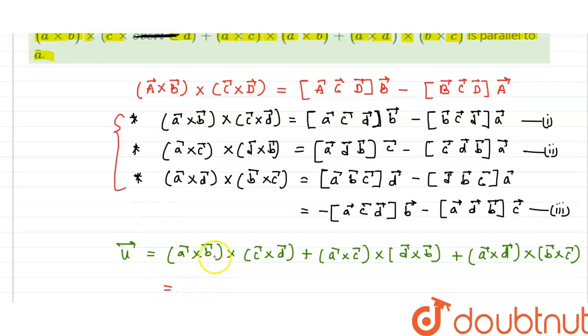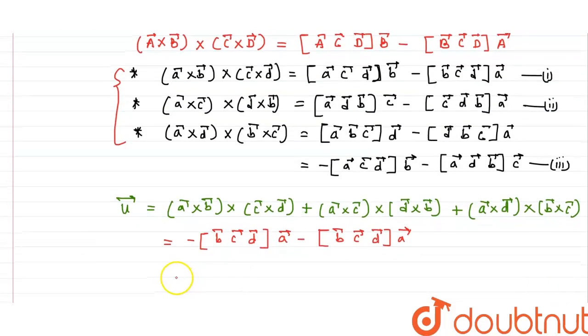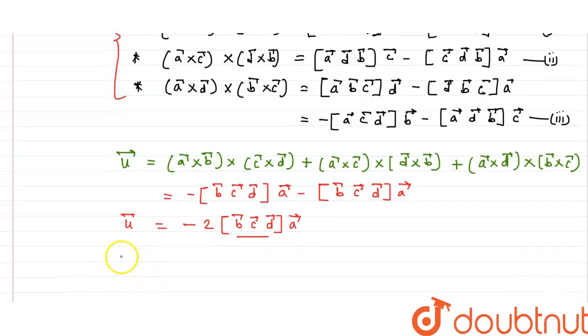Then you get, after eliminating, minus the box [B, C, D] times A vector minus the box [B, C, D] times A vector. Okay, so U vector is written as, you can see both of these are same, so minus 2 times the box [B, C, D] times A vector. This box is the determinant value, so you get a scalar quantity.